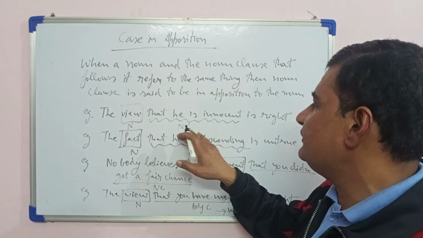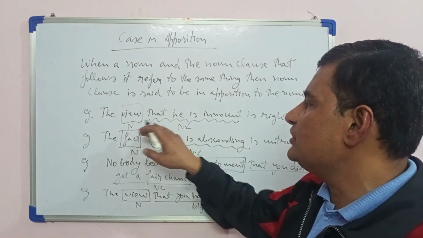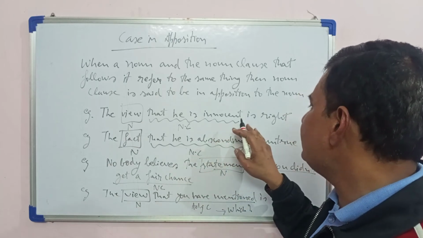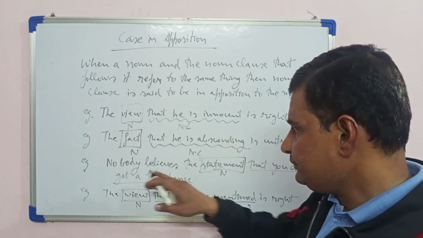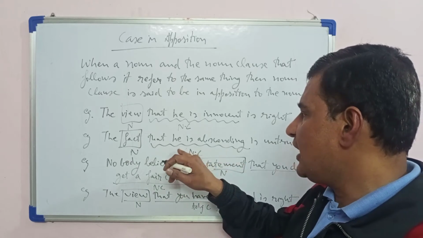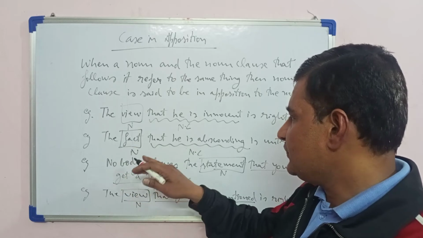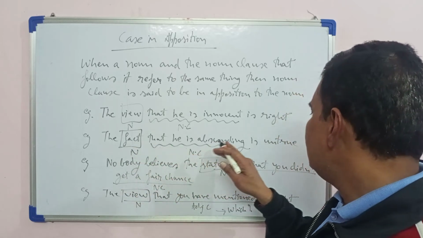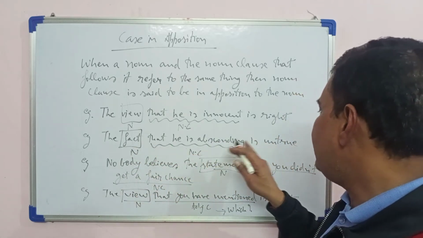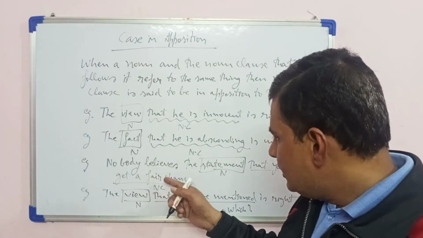That he is innocent, this is a noun clause. The view. So view and the noun clause both refer to the same thing. What is the same thing? That he is right. The fact that he is absconding. So the noun clause "that he is absconding" refers to the noun fact. And both talk about how this fact is untrue.